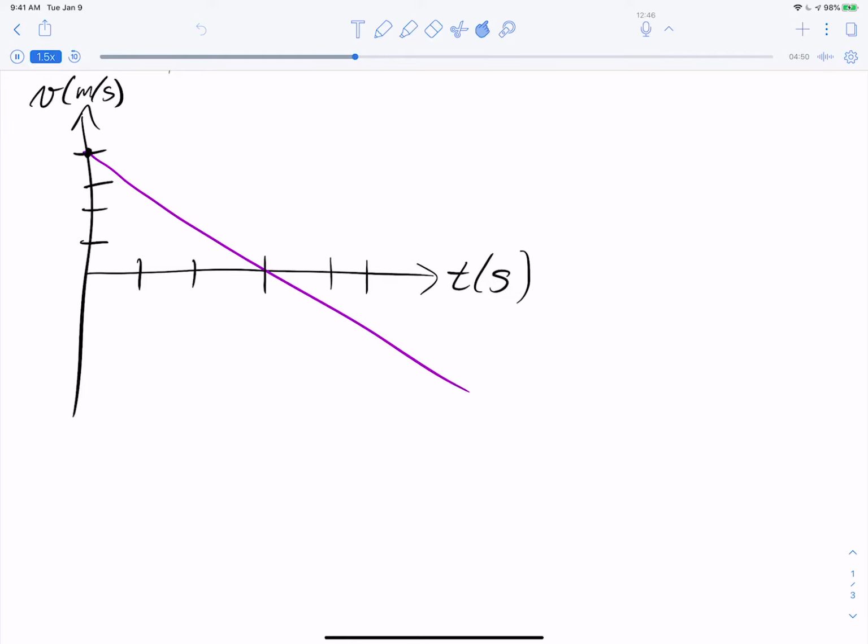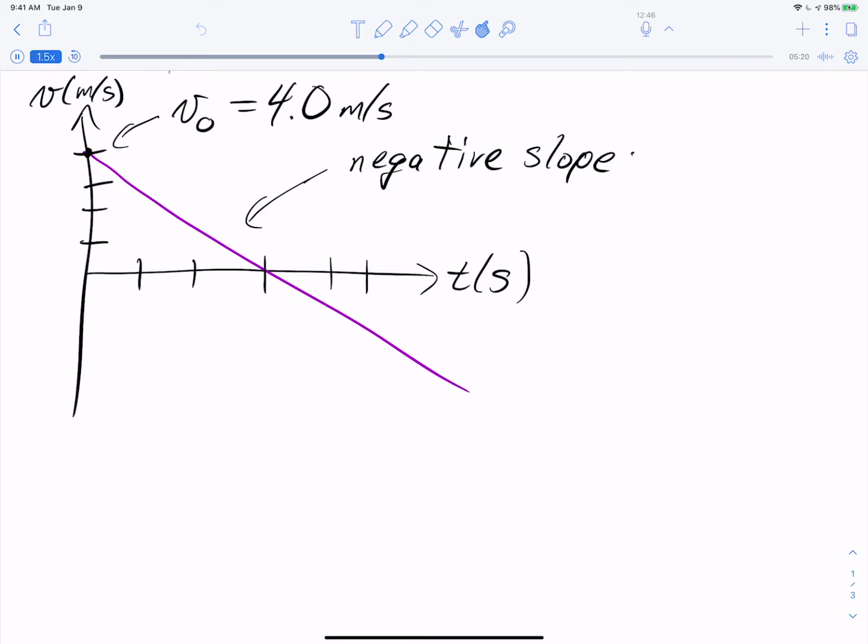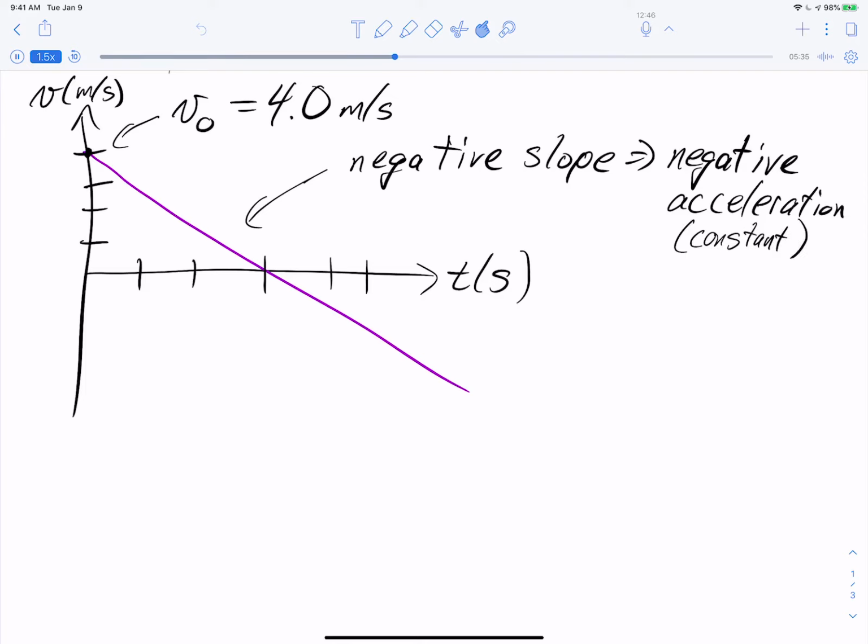Right, so now, first of all, let me try to get variables out of this. The intercept value here, that's v naught. That's my velocity at the start of the motion, and based on this number of tick marks, that's 4 meters per second. And I can tell that my acceleration is not 0. My acceleration, because the slope of this is negative, means negative acceleration in this case. The slope of the velocity versus time graph. And again, that's a constant acceleration. So the slope of the velocity versus time graph is the acceleration. So we have a negative constant value acceleration.